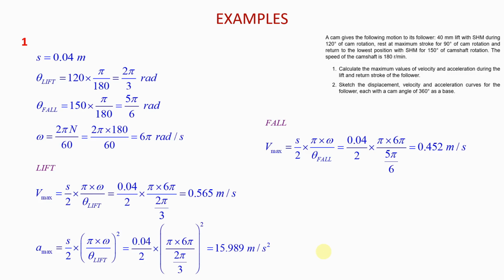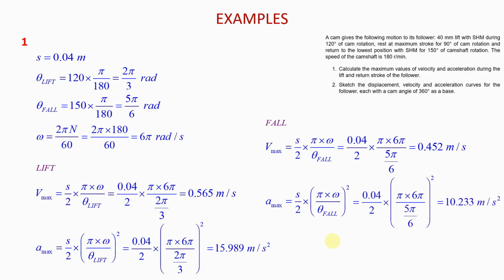So these are the maximum velocities for the follower during rise and fall, and the maximum accelerations for the follower during rise and fall. For the maximum acceleration during fall, this is the equation we use, and again we use theta fall. Plugging in the numbers, if you do everything correctly, you will find that the maximum acceleration the follower attains during fall is 10.233 meters per second squared. And that's it for question one. We found the maximum velocities and accelerations during the lift and the return stroke. Whether they say lift or rise, it's the same thing, and whether they say return or fall, it's the same thing.